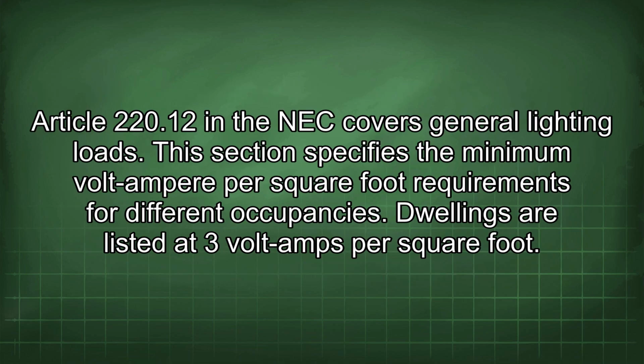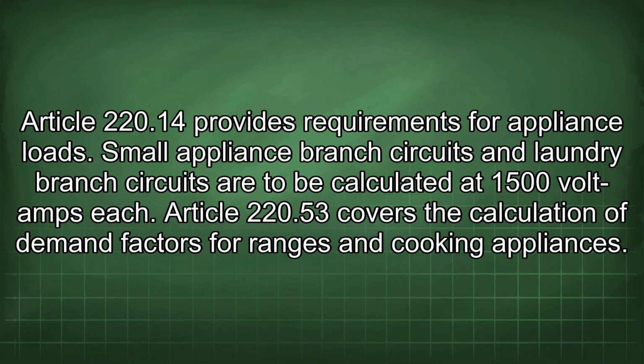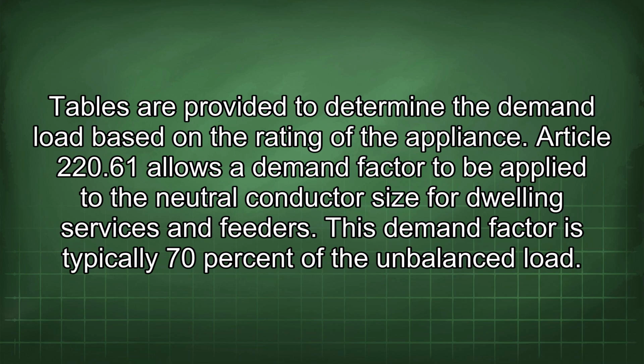Article 220.12 in the NEC covers general lighting loads. This section specifies the minimum volt ampere per square foot requirements for different occupancies. Dwellings are listed at 3 volt amps per square foot. Article 220.14 provides requirements for appliance loads. Small appliance branch circuits and laundry branch circuits are to be calculated at 1500 volt amps each. Article 220.53 covers the calculation of demand factors for ranges and cooking appliances. Tables are provided to determine the demand load based on the rating of the appliance.